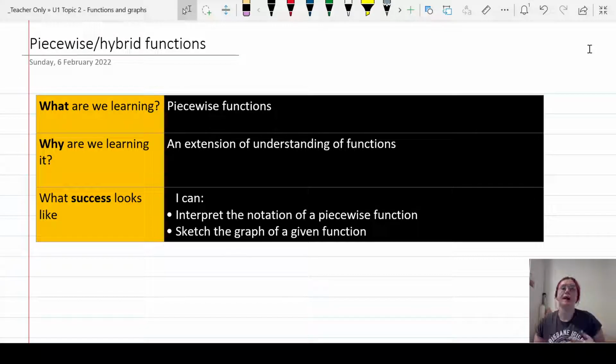So this video is looking at piecewise, or sometimes called hybrid functions. This is just going to be a bit of an extension of your understanding of functions. It's really just an application of the notation, which looks a bit funky at first, but once you've read it, it will start to make sense. So we just want to be able to interpret that notation and sketch the graph of a function that's given to us.